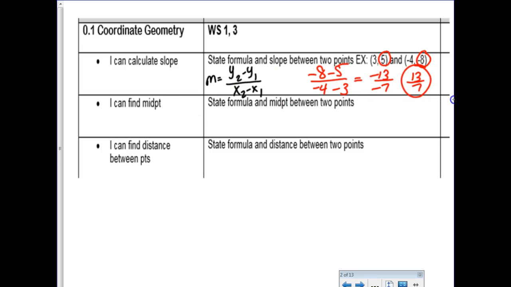You can find midpoint. First, you must give me the formula for midpoint. Remember, it's the average x and the average y. So you're going to add up your x's and divide by 2 to average them. And then same thing for the y's.